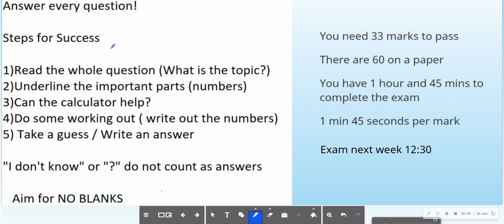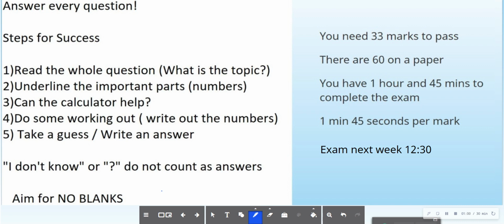So just quickly, when you're working through the exam, make sure you follow these 5 steps. Make sure you read the question and think to yourself, what is the topic that this question is asking me about? That does actually help a lot. It unlocks part of the brain that's going to help you answer the question. Underline the important parts, so any keywords, anything in bold, any numbers that are in the question, especially when it says worded questions, can be very beneficial.